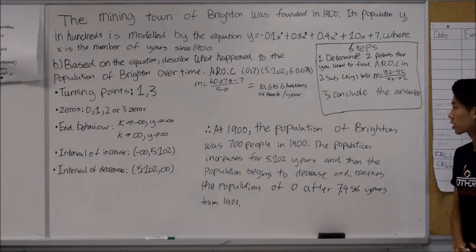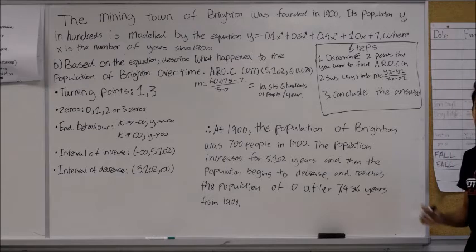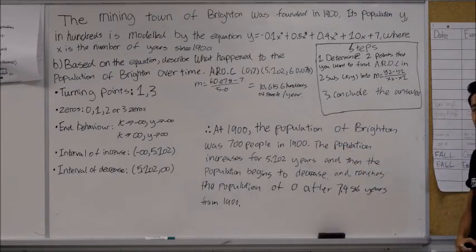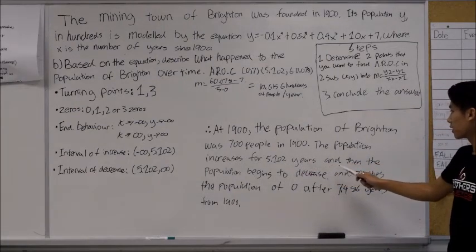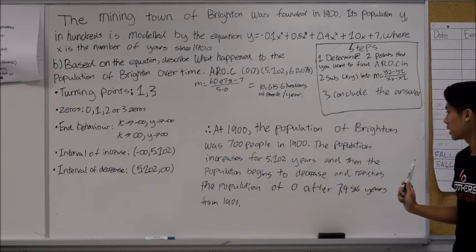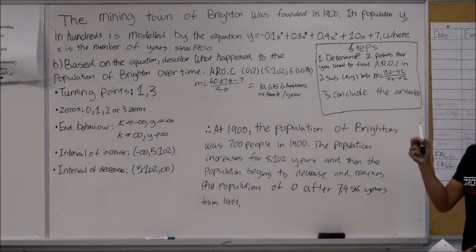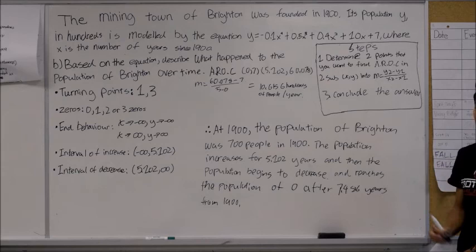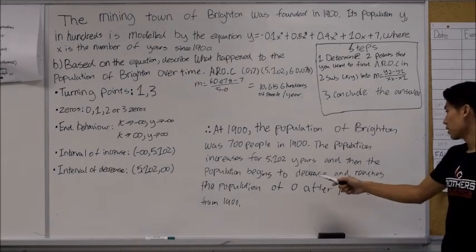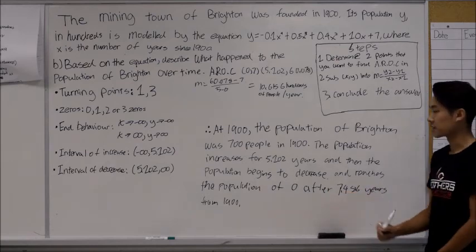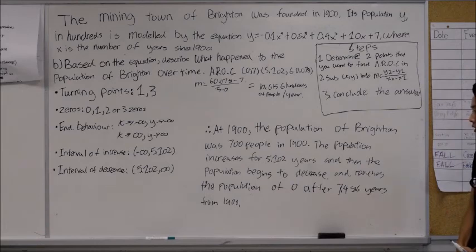Based on the properties that we talked about, we can now conclude what happened to the population of the town Brighton over time. In 1900, the population of Brighton was 700 people. This is when it was first founded. The population increases for 5.102 years, and then stops increasing, because at 5.102 years after 1900, this is the maximum point where the population reaches its limit and begins to decline. It reaches a population of 0 after 7.48 years after the town was founded in 1900, and the population will never increase again.